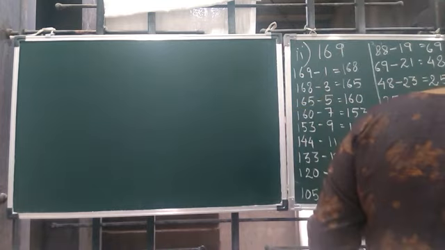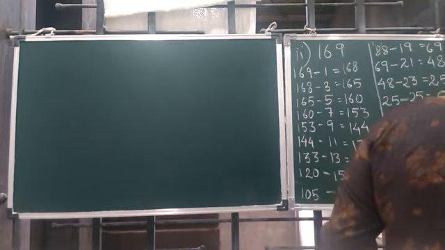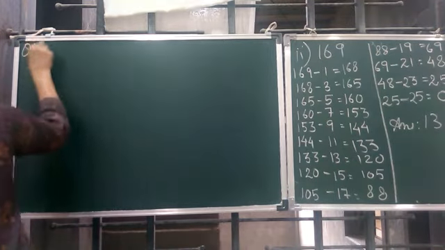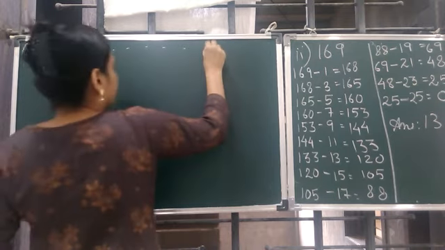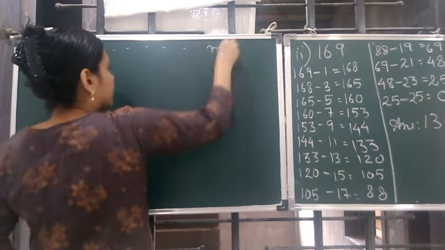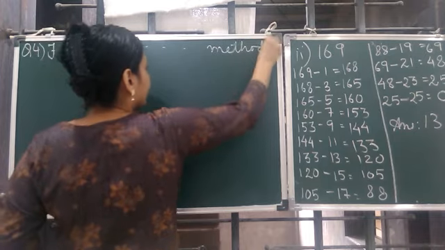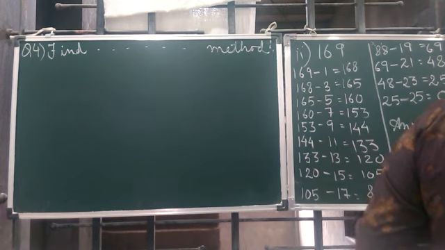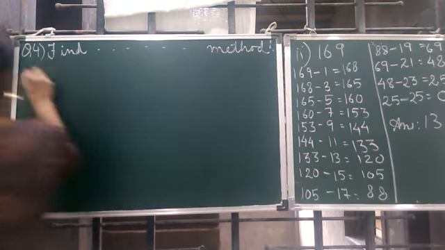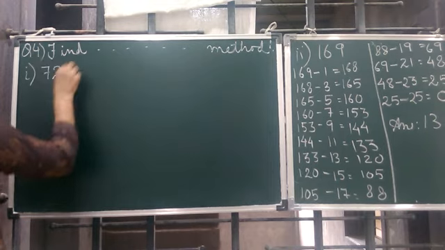Then we start with the next question. Question number 4. Find the square roots of the following numbers by using the prime factorization method. So we have to find the square roots again using the prime factorization method. First one is 729.